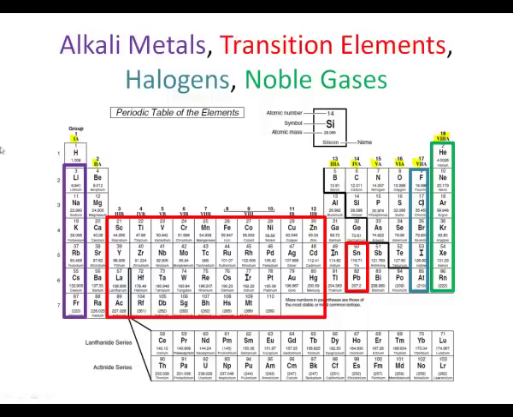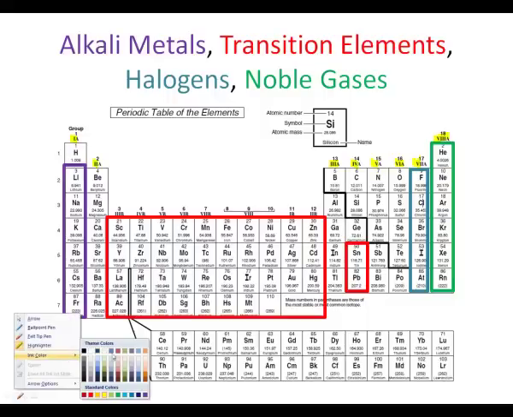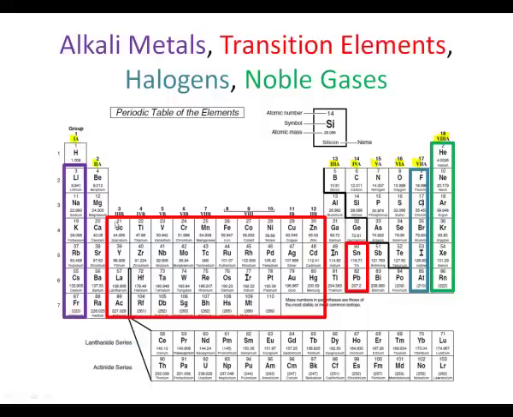Now, these guys in the middle here, while they do have Roman numerals as well, those guys are all going to be the transition elements. So there's not really any good shortcut to figure out how many electrons just by looking at this. That's why whenever we go to name these compounds, it's a little more complicated and we have to use Roman numerals.